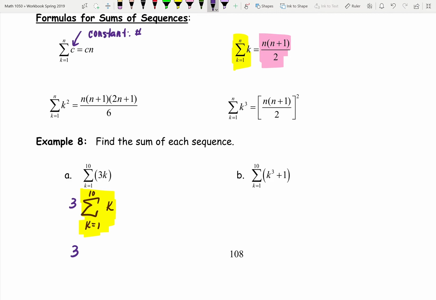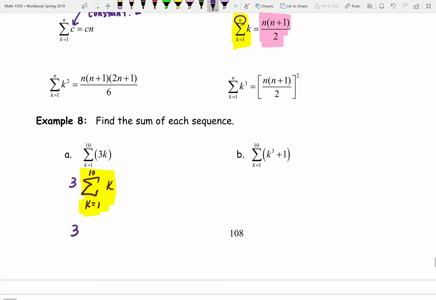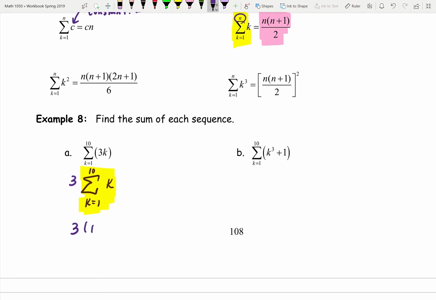So my formula is n times n plus 1 over 2. But what's n? n is that number right there. What's my number? 10. So when I plug it into the pink, I'm going to go 10 times 10 plus 1 is 11, divided by 2. That's all I do. So I'm going to go 3 times 10 times 11 divided by 2, and my answer is 165, and I'm done. That's it. Let me do the next one.